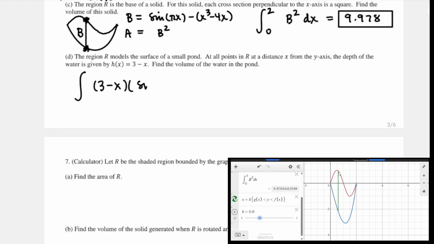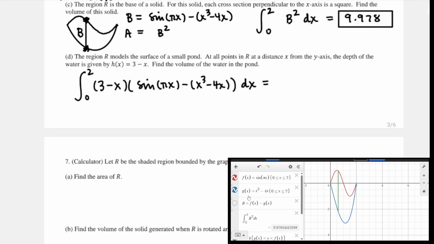In retrospect, I really wish I had written out let f of x equal sine of pi x and g of x equals x cubed minus 4x, because I could have freely used that throughout the whole problem. But it's okay, I've gone this far. So that's what I'm multiplying. I'm going to integrate that with respect to x, and we're still going to let x go from 0 to 2. I've already got top minus bottom listed as b.